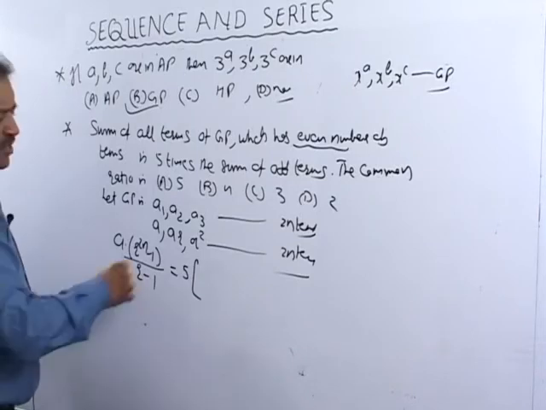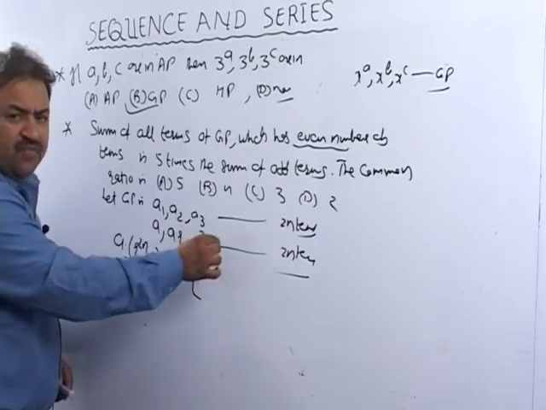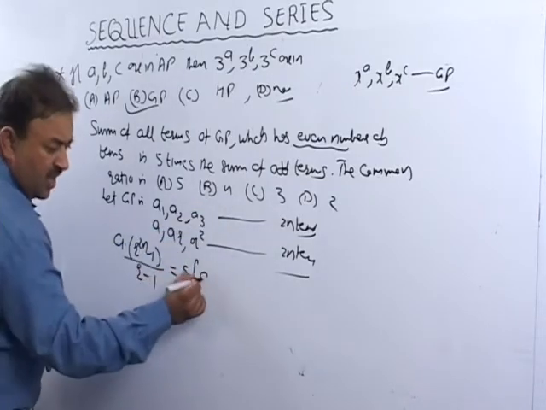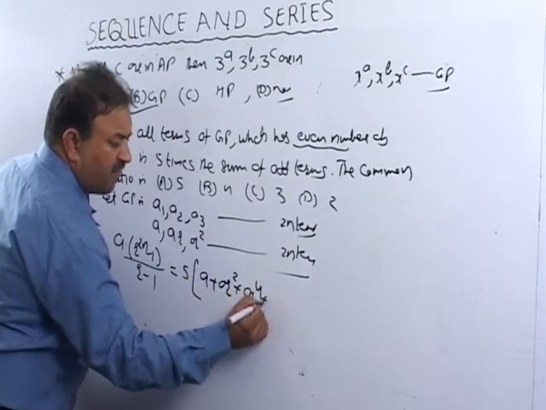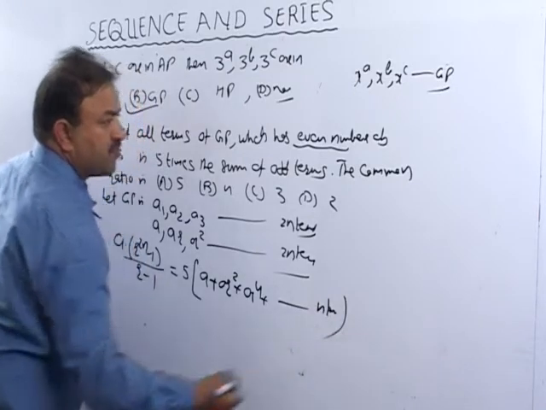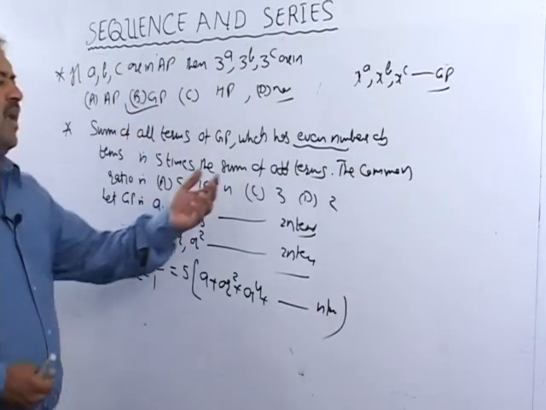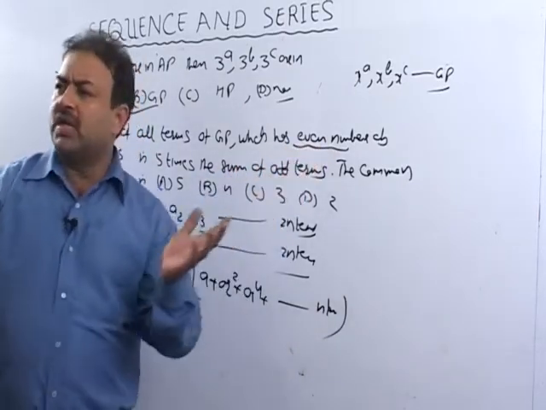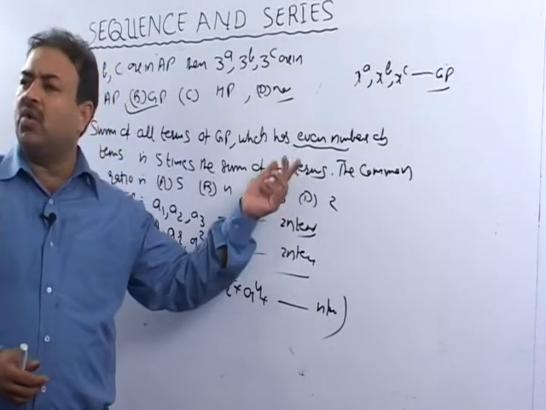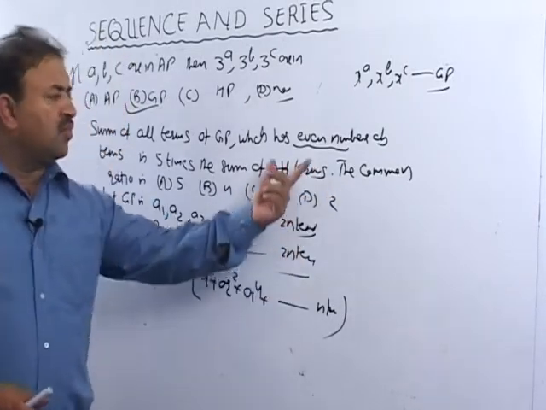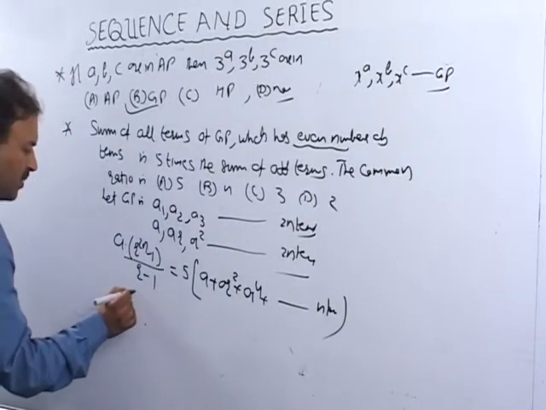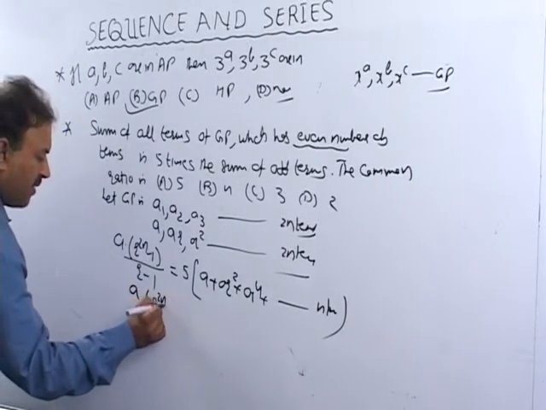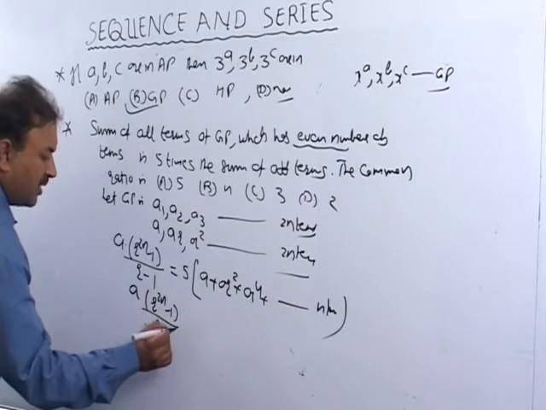Odd terms means the sum of first term, third term, fifth term, seventh term. That means A plus AR square plus AR^4 up to n terms. Because we know that if the total number of terms is even, then half will be even and half will be odd. So the total terms are 2n, so the number of odd terms will be n. Then it comes out to be A into R to the power 2n minus 1 upon R minus 1.